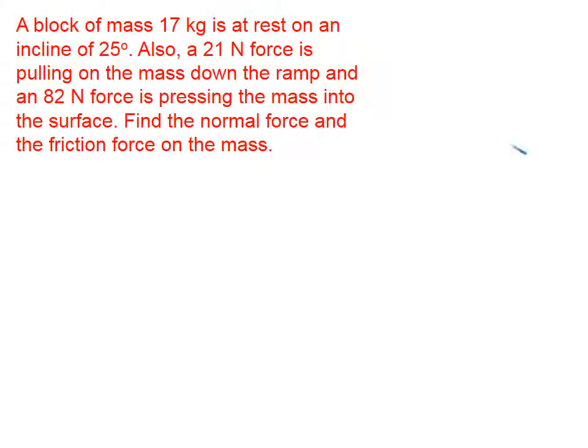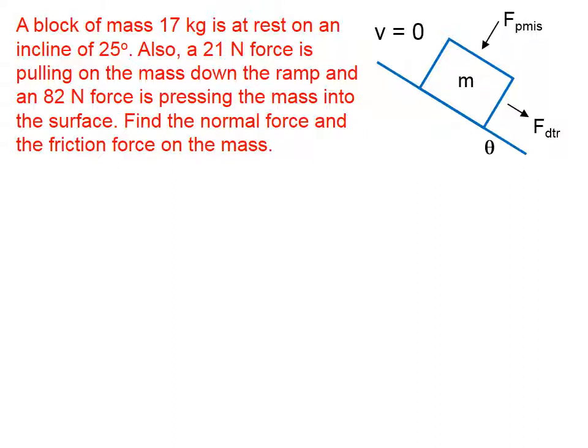A block of mass 17 kilograms is at rest on an incline of 25 degrees. Also, a 21 Newton force is pulling on the mass down the ramp, and an 82 Newton force is pressing the mass into the surface. Find the normal force and the friction force on the mass.